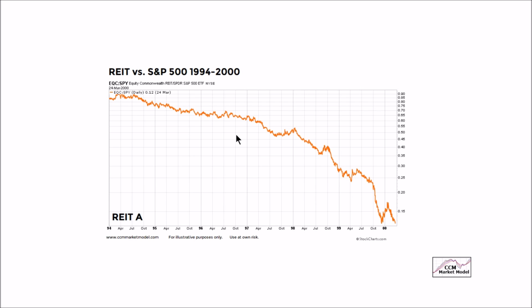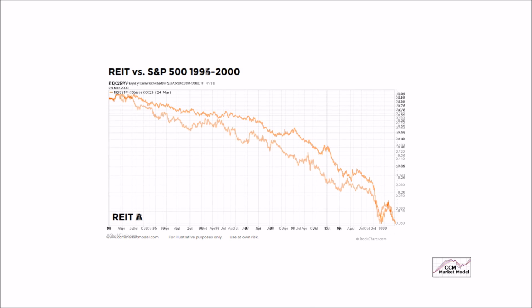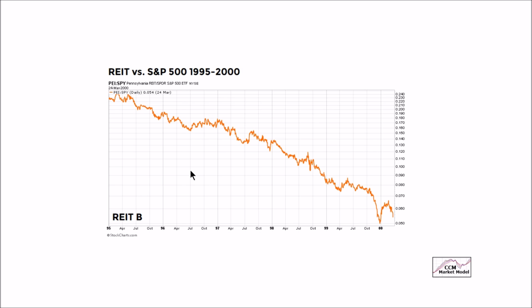REITs are high-yielding instruments. They can be very, very popular in income portfolios. Similar situation, an ugly chart from 1994 into 2000. A second REIT for illustrative purposes, ugly.